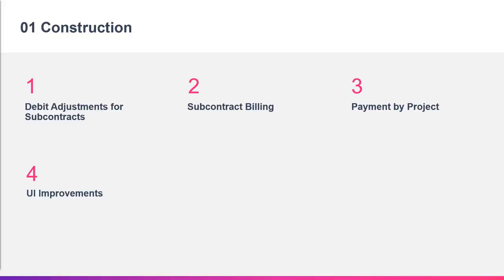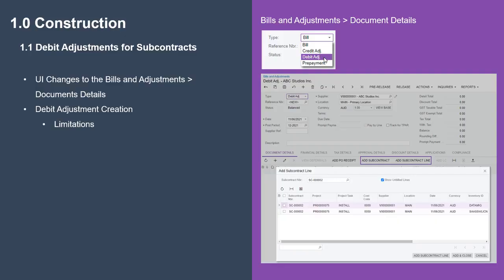As of the 2021.1.1 release, a user can create a partial debit adjustment for a bill prepared for a subcontract with retainage. The benefit being you no longer need to reverse and re-enter a bill with an adjusted amount. To cater for this, there have been some UI changes to the bills and adjustments form.